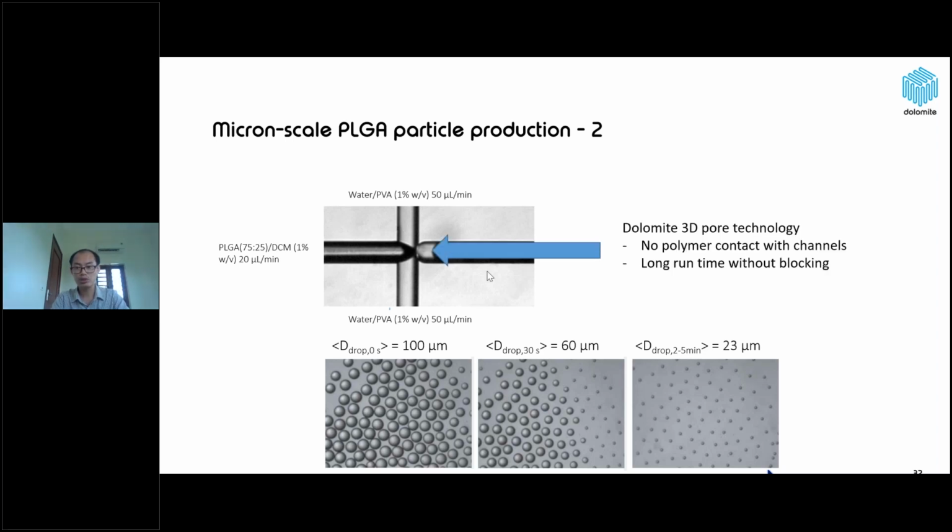So we use a 3D pore microfluidic chip with the new 3D pore technology of Dolomite. It can prevent polymer deposition and contact with the channels, and it can have a long runtime without blocking when working with polymers.